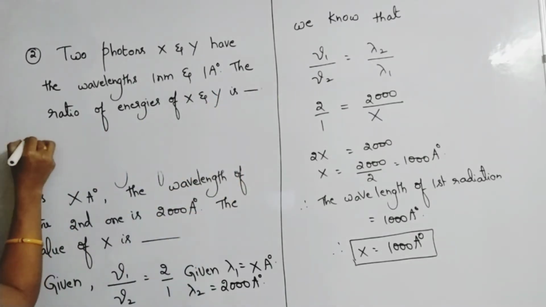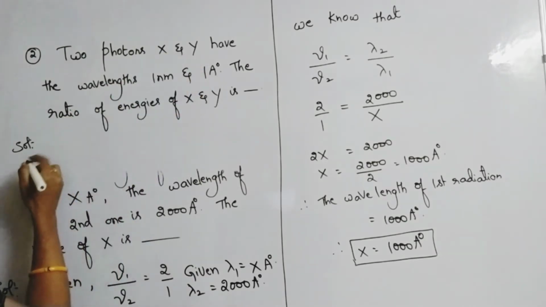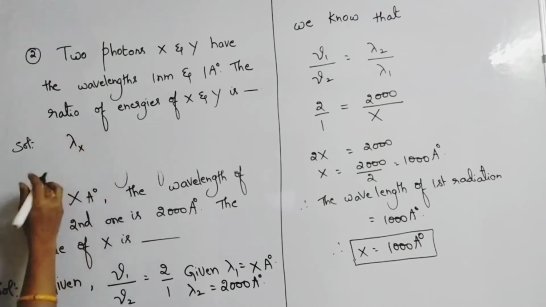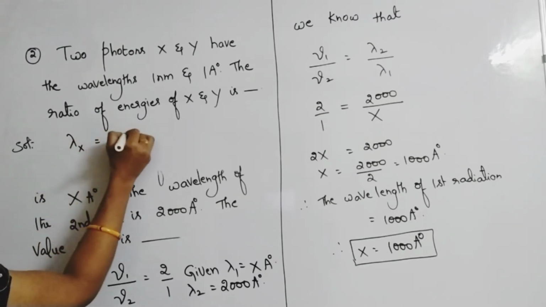We have to find the ratio of energies. What is given to us? The ratio of wavelengths of X and Y is given. The wavelength of X, we will take it as lambda X.